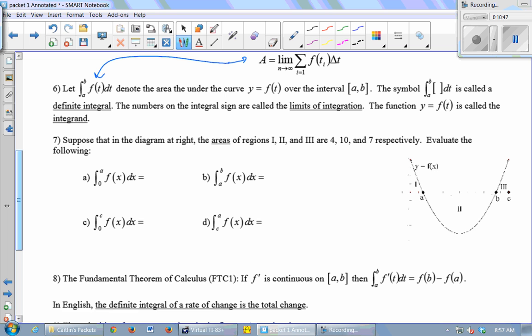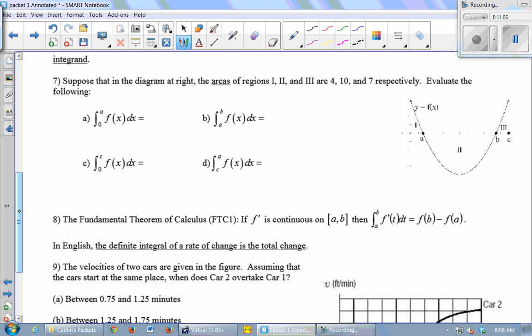All right, so this symbol, the integral from a to b of something dt, is called a definite integral. The numbers at the top and the bottom, the a and b, those are called the limits of integration. And the function that you're integrating is called the integrand.